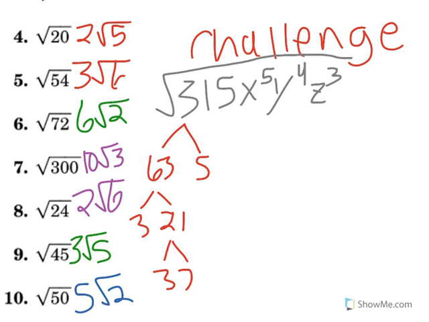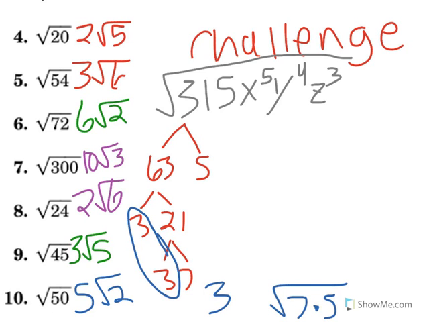So you might notice already you have doubles. You have a double of 3. So that means you're going to have a 3 on the outside. Unfortunately, you're still going to have a 7 times 5 on the inside. They did not have doubles, so they're going to be stuck on the inside. So you're done factoring the 315.